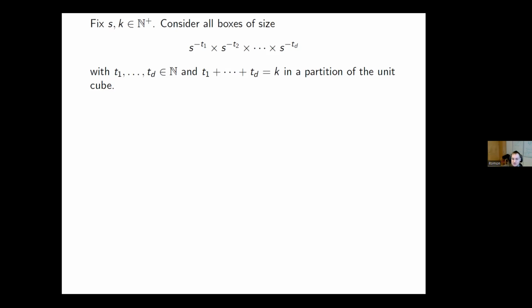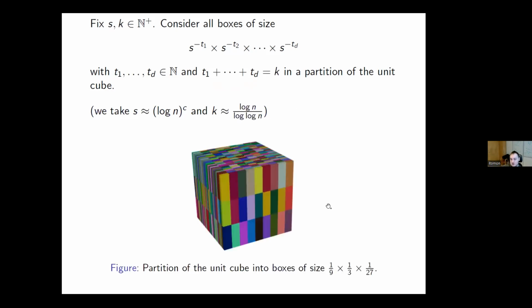And now, because I have this 1 over an integer side length, if I fix d-tuple t1, ..., td, then I can find a partition of the unit cube into boxes of this size. And so s will be roughly logarithmic in n, and k will be roughly this. For example, here is a partition of the unit cube into boxes of size 1 over 9 times 1 over 3, so it's 1 over 27. Here I take s equals 3, and I take k equals 6.